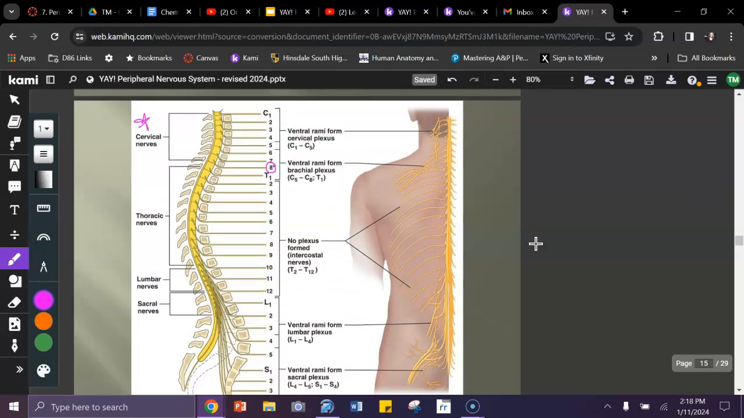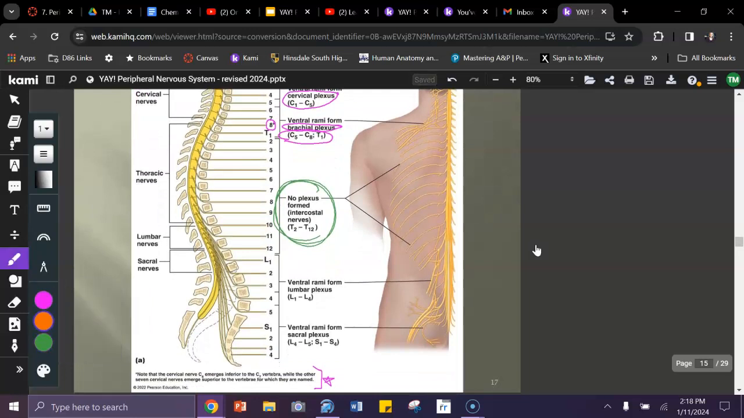All right, so the ventral rami are going to form the plexuses. C1 through C5 is going to form the cervical plexus, while C5 through C8 and T1 are going to form the brachial plexus. So these are the nerves that are going to serve the arms. And as I mentioned, no plexus is formed from nerves T2 through T12.